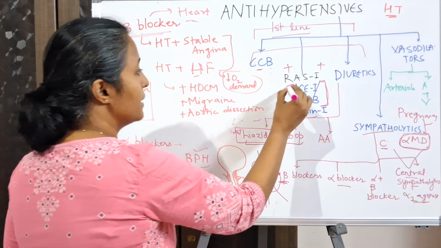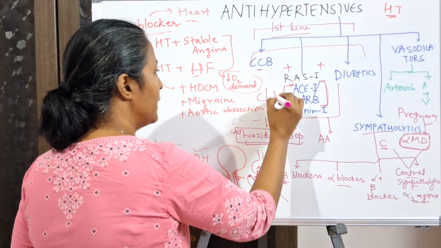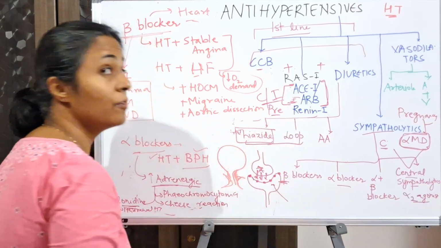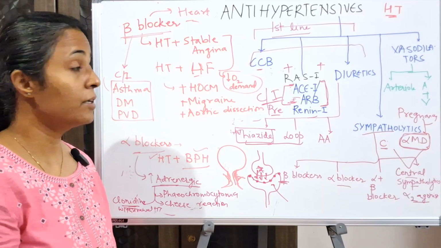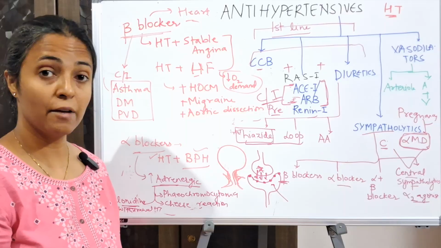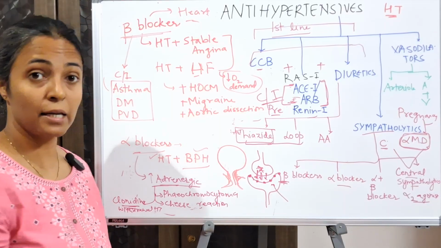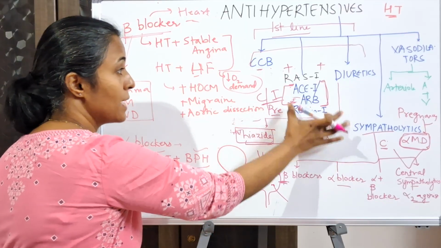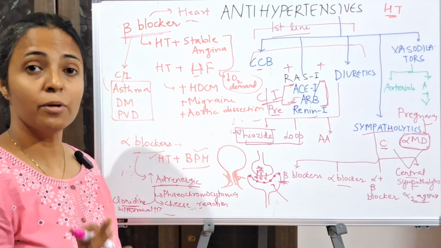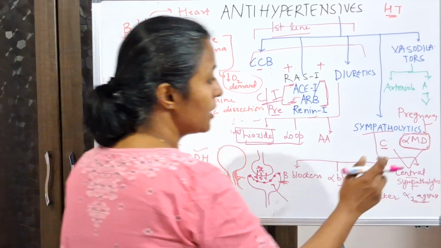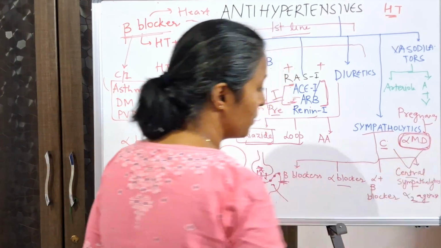In fact, these ACE inhibitors are contraindicated in pregnancy. Should never be given because they act on the kidney development in fetus and cause renal agenesis. They are fetopathic drugs. ACE inhibitors and ARB should not be given. Even renin inhibitors, all the drugs which act on RAS, they should not be given because they are fetopathic. They should not be given in pregnancy. In pregnancy, safe drug here is alpha methyl dopa.